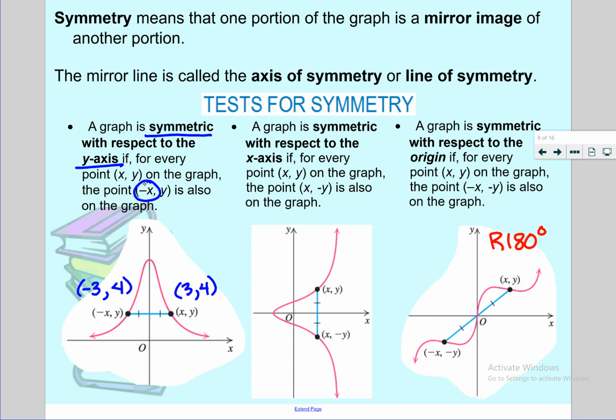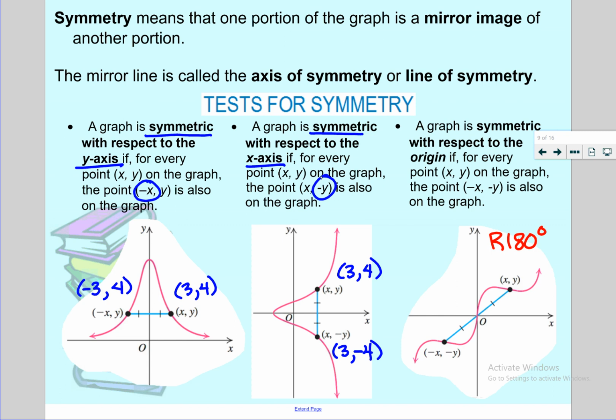Symmetry to the x-axis is going to be the opposite. If I have the point 3,4 and I flip it over the x-axis, if I flip it down, it's still going to be at 3, but now my y is going to change sign. So we're going to use the opposite of y when we test for that symmetry.